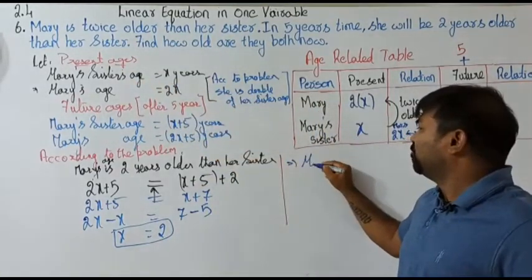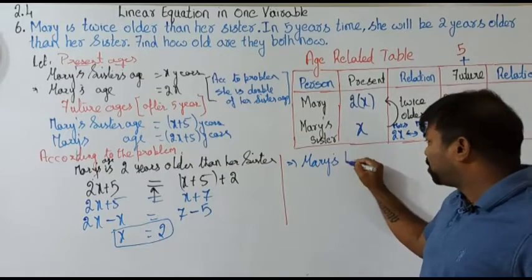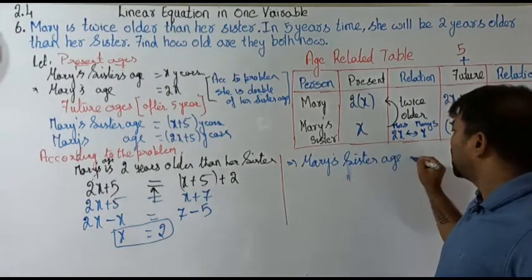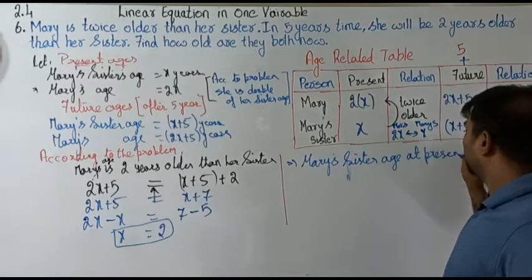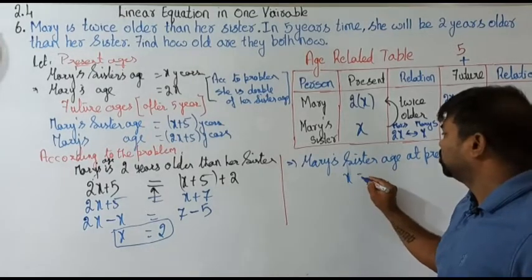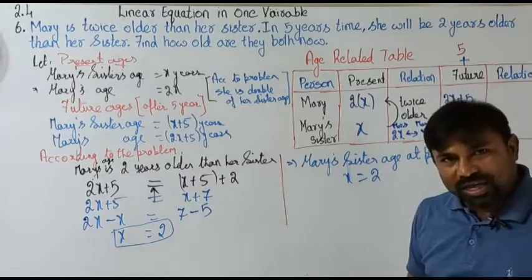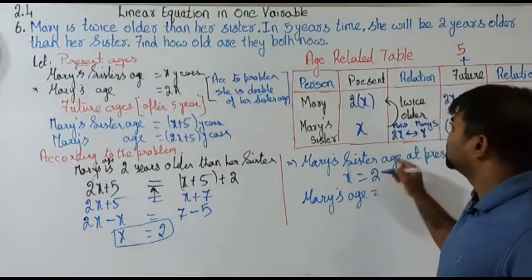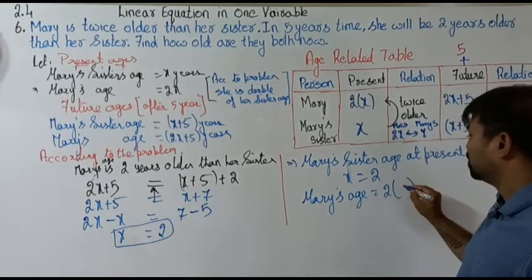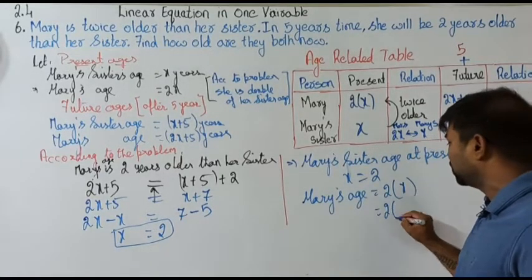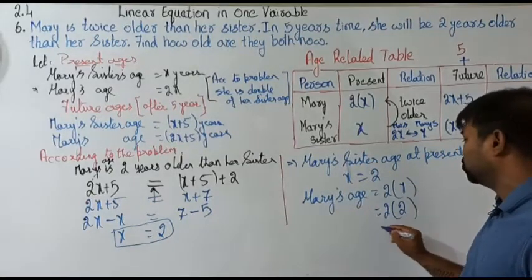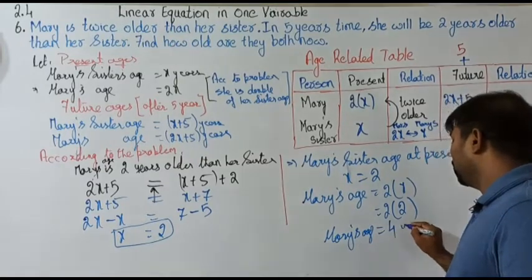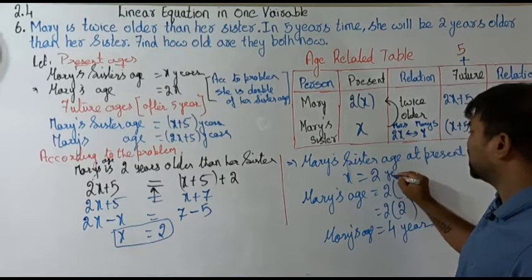Therefore, Mary's sister's age at present, x, equals 2. Then what is Mary's age? Mary's age at present is 2 into that x. What is that x we got? It's 2. So 2 into 2 is nothing but 4. So Mary's age is 4 years and Mary's sister's age is 2 years.